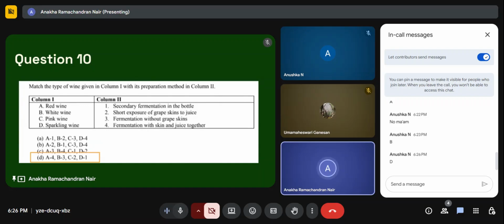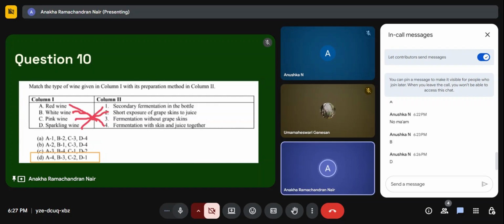So A, that is red wine, is fermented with the skin and juice together of the red grapes or the purple grapes that you have, right? B is 3, that is white wine, where fermentation is without the grape skin, and because the grape skin does not leach color into the wine, it remains that light yellowish color. Pink wine has a short exposure to the skin of grapes, so instead of having that dark red color, you have a softer red or pink color. And sparkling wine has secondary fermentation in the bottle, so it becomes that CO2 infused wine, right?